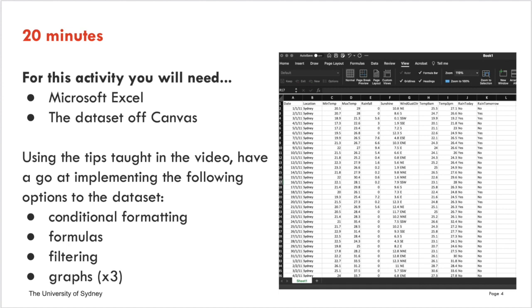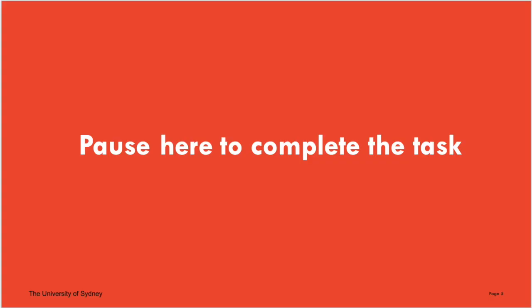So using the tips taught in the video, have a go at implementing the following options to the data set. You could use conditional formatting, have a go at not just color or bold, see if you can experiment. Use formulas, try and see about other formulas that weren't in the video, have a go at filtering, freeze panes, and also make at least 3 graphs. Okay, you'll need those for activity 2. Pause here to complete the task.